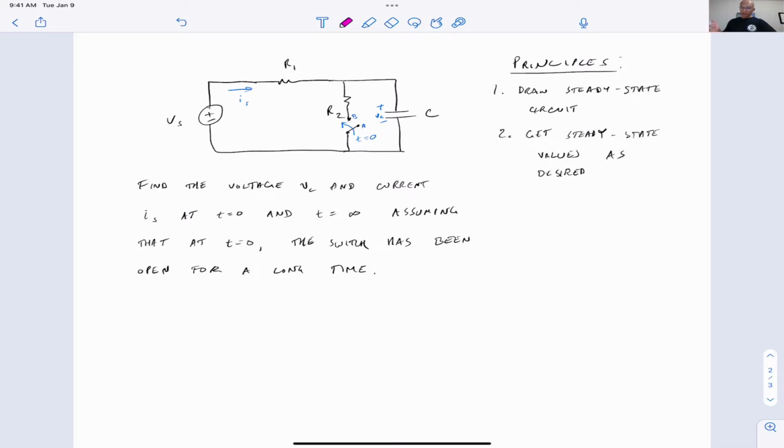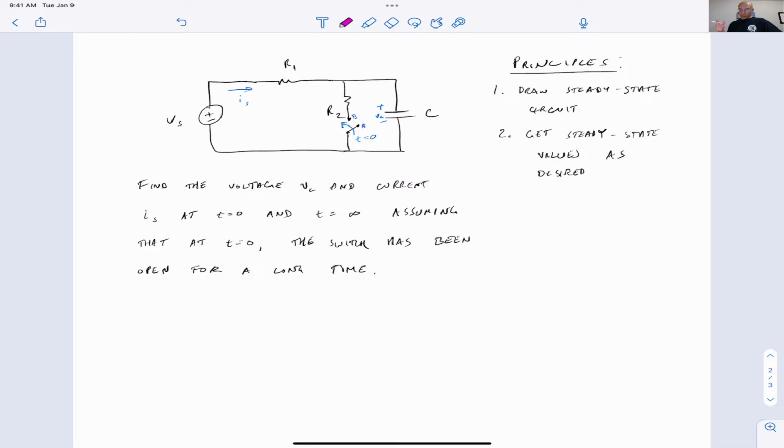So the principles when analyzing a circuit in steady state with capacitors is first you draw the steady state circuit, and then you get any values as desired from the steady state circuit. So in this problem, we want IS and VC, assuming that the switch has been open for a long time already by time zero. And then we're looking for the same values at time infinity, so the switch will have been closed for a long time.